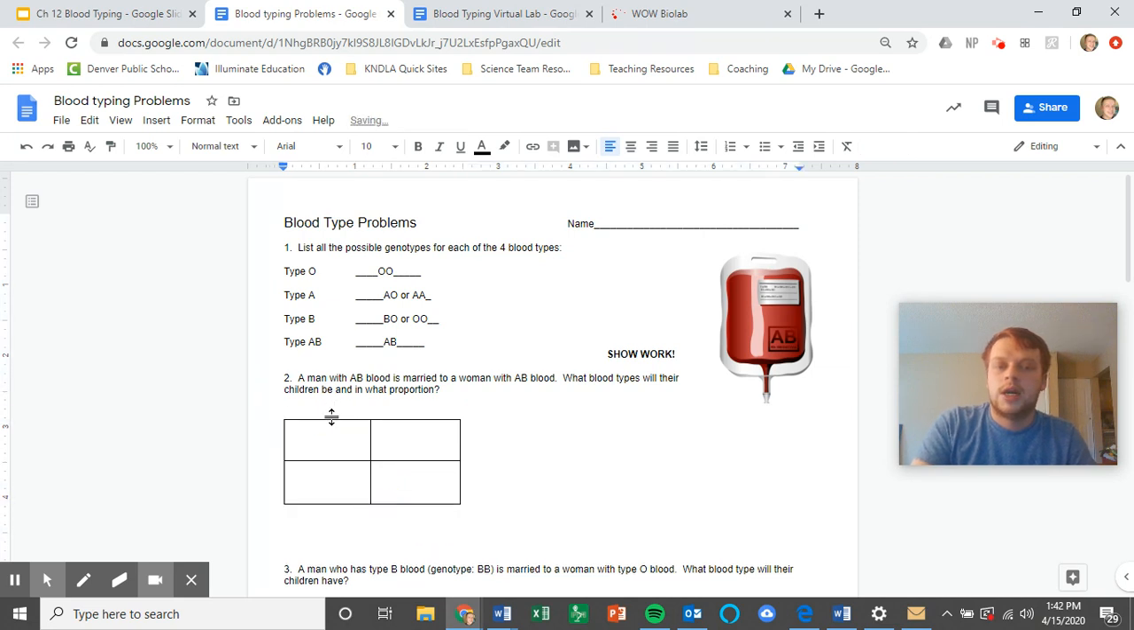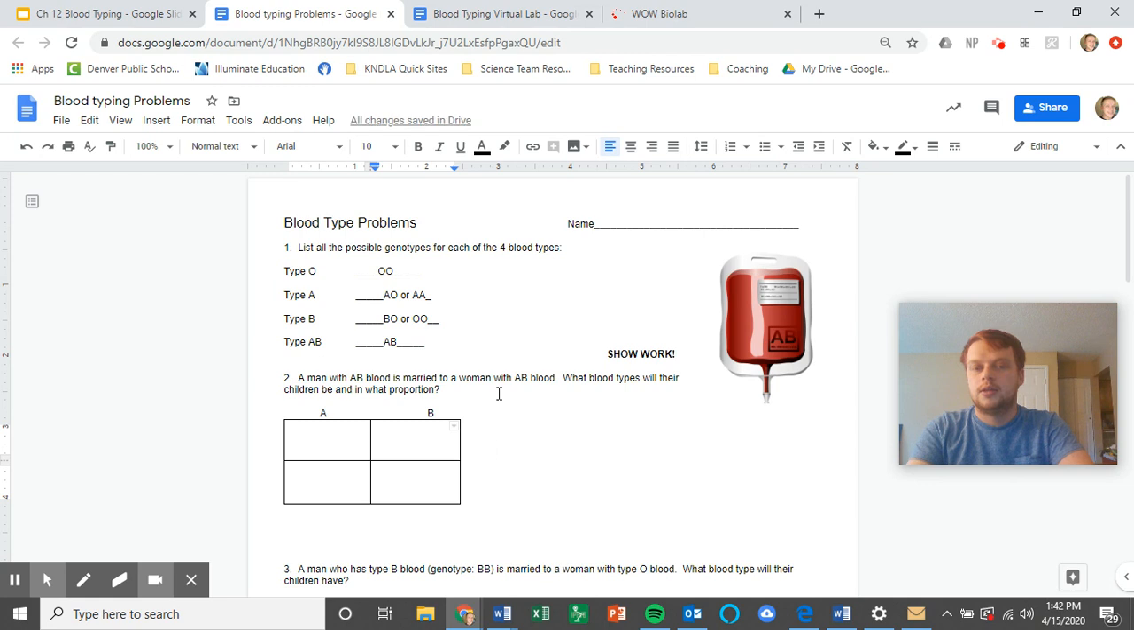So we know we've got a man with type AB blood. The only problem if you're doing it this way is that you can't actually type on the side here the letters that you want. So you can just put it off to the left. So we've got a man with AB and a woman with AB. We want to know what they make together. So if you just hit the space bar and get over towards the center, you can figure out how to type this in.